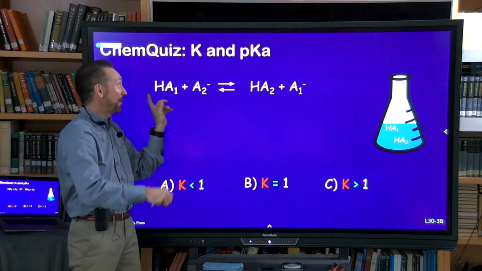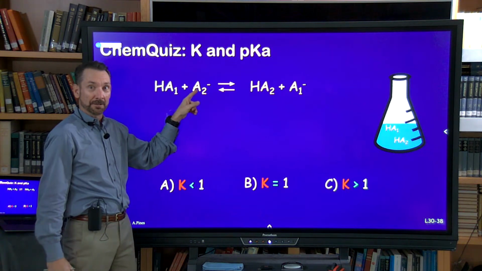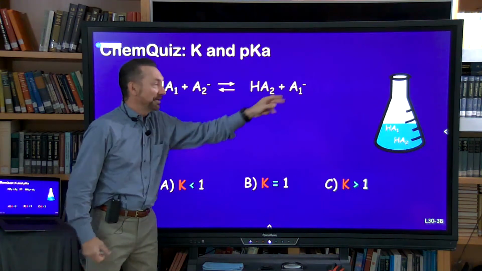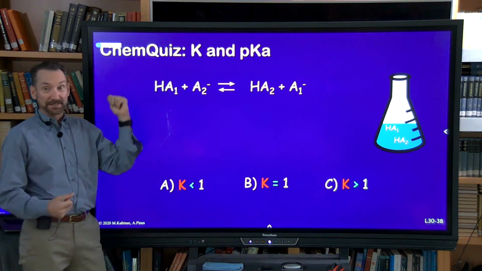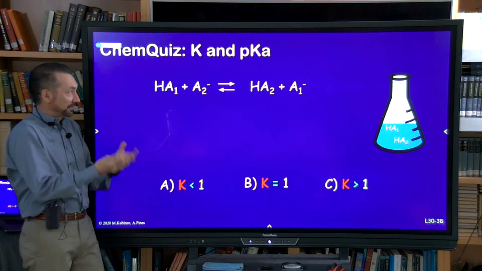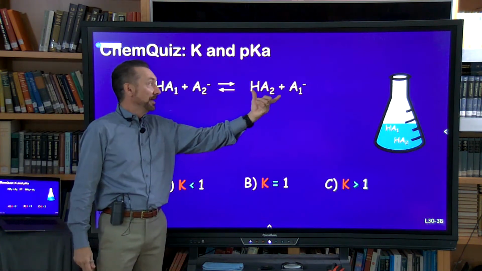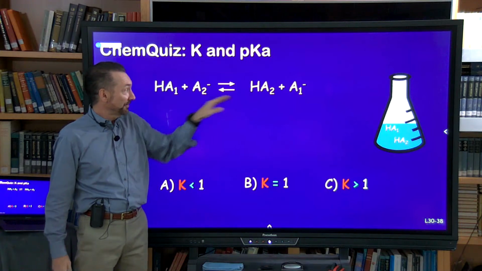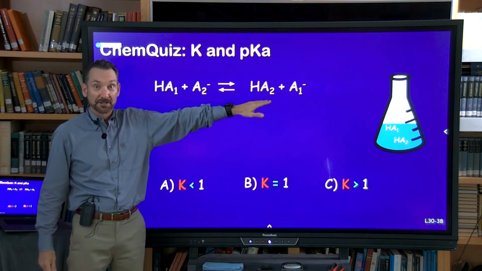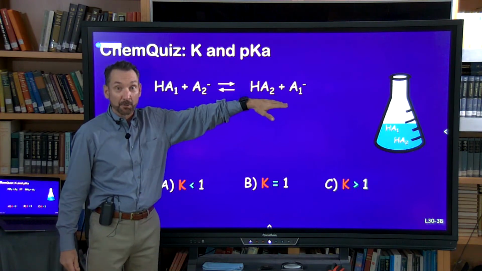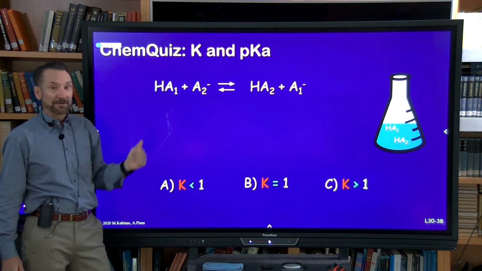Does HA1 give it to HA2 and HA2 stuck with it? Or is HA2 better at giving it to HA1 and HA1 is stuck with it? So it's the hot potato problem. Where does it land? The equilibrium constant tells us. If we knew the equilibrium constant for this reaction, if the products are favored, K is bigger than 1. If the reactants are favored, K is less than 1.